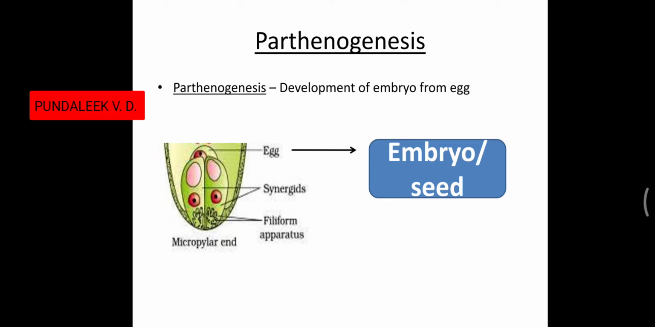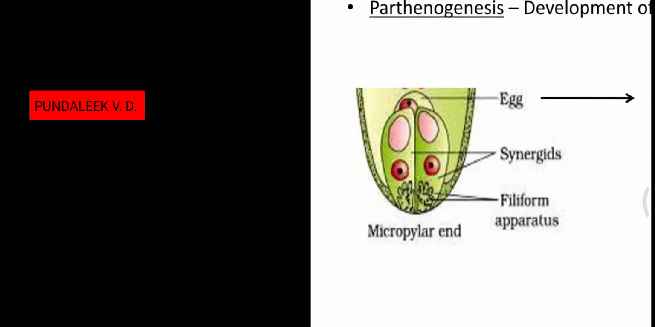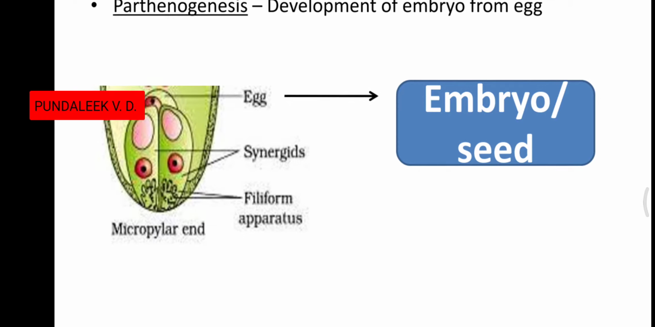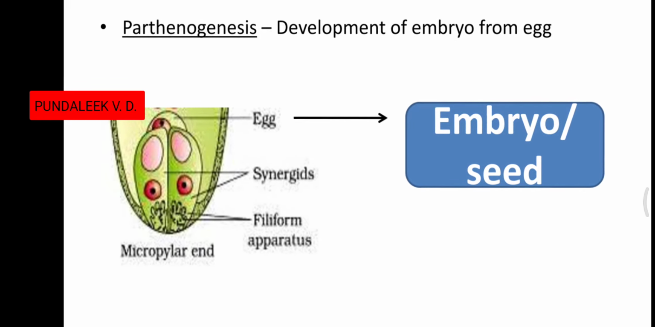Okay. Now when it comes to parthenogenesis, we know that parthenogenesis is nothing but the development of organisms from the egg without fertilization. In the same way here also, if the egg develops into an embryo, a seed, without fertilization, then we are going to refer to it as parthenogenesis. In this diagram we can clearly see that the egg has developed into an embryo.